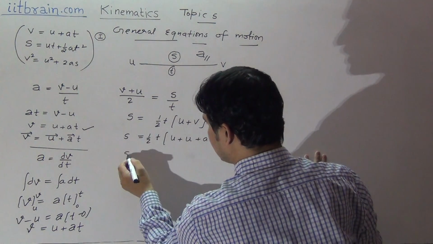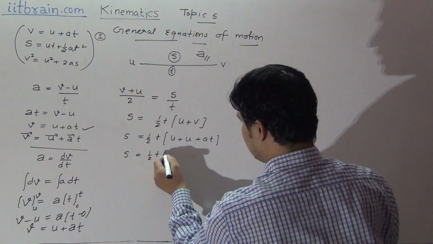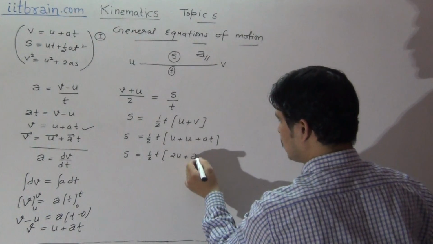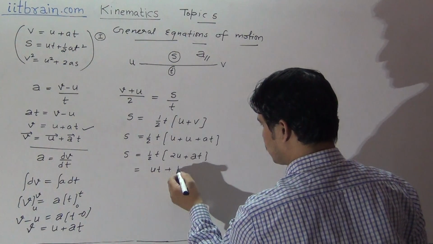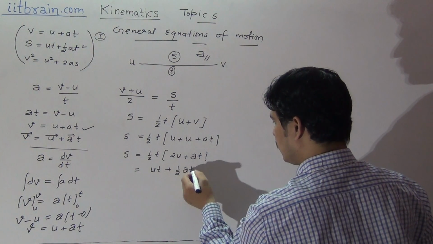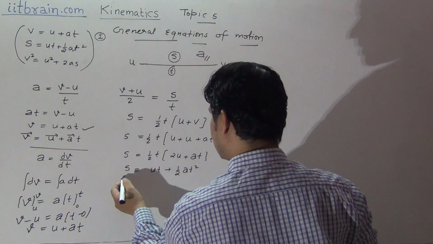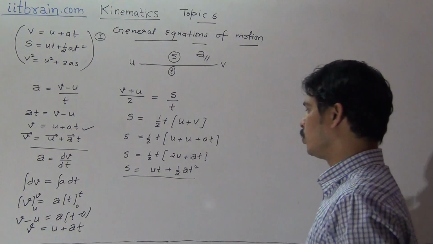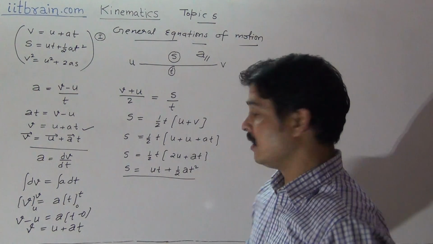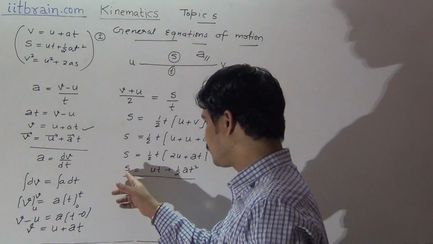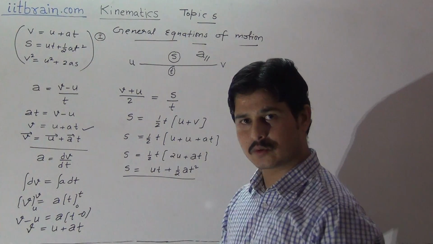This is s, and s equals half t into (2u plus at). On solving this, you will get ut plus half at square. This is s, the second equation of motion: s equals ut plus half at square. This is the second equation. Total displacement is equal to ut plus half at square.